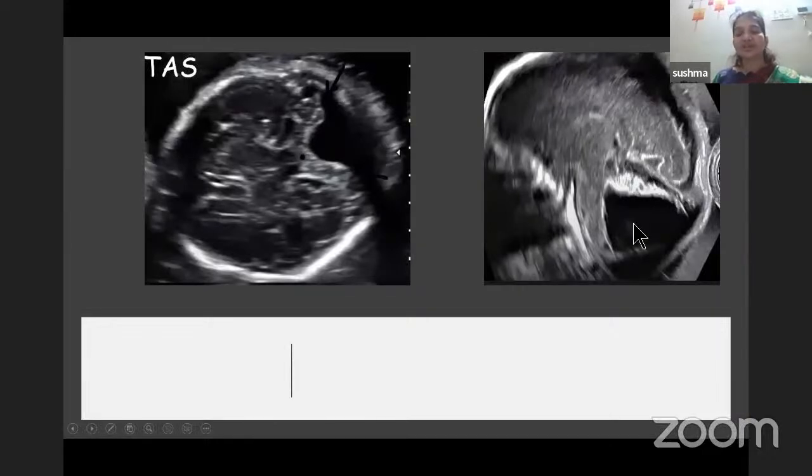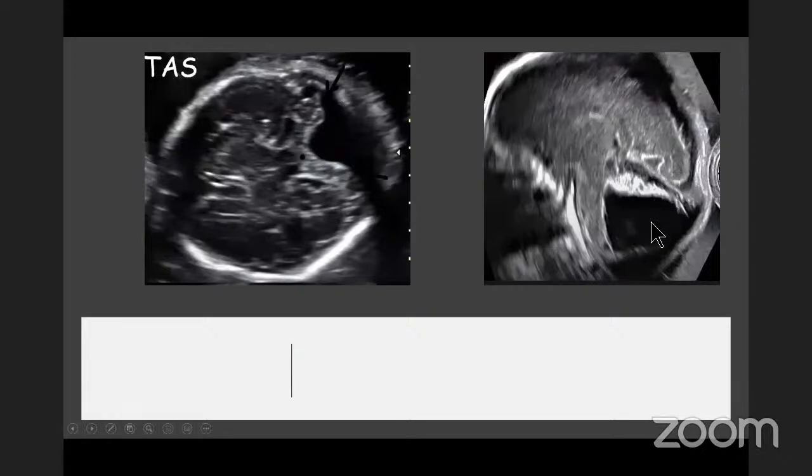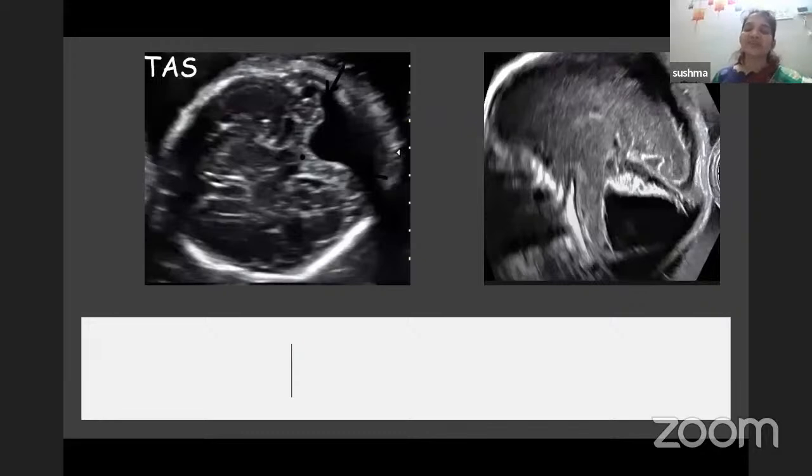Did we get any comments? Yes, ma'am. Blake's pouch cyst by Dr. Alka Patil. Okay, so thank you for the diagnosis. And Dandy Walker by Dr. Aruna Sallu. Okay. So this is actually Dandy Walker, not Blake's pouch.